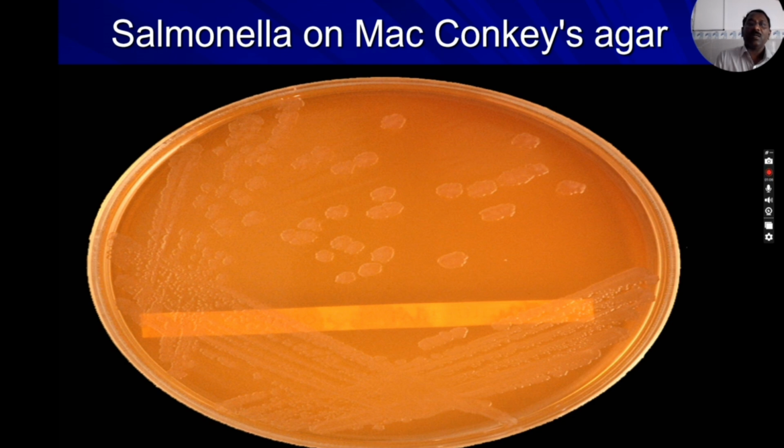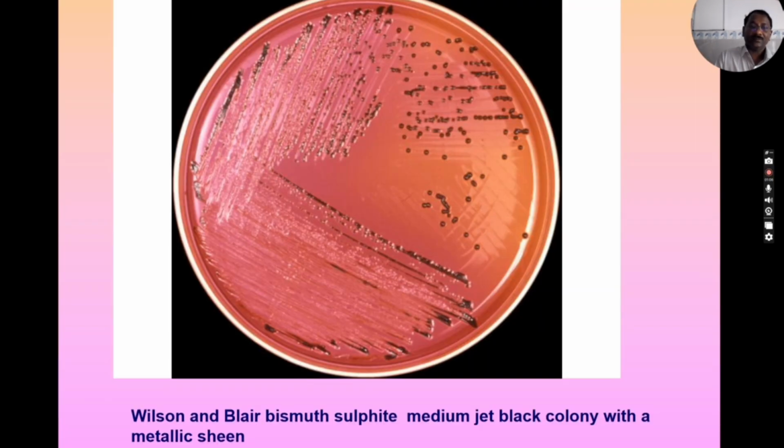So this is your MacConkey's agar, Wilson and Blair bismuth sulfite medium, jet black colonies with a metallic sheen. So these are all the bacteria there.